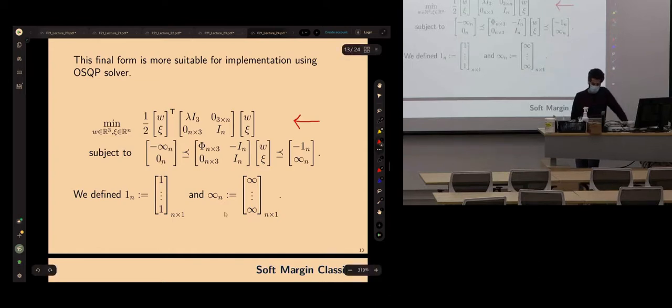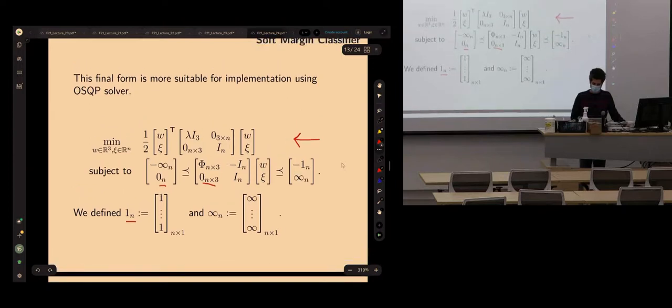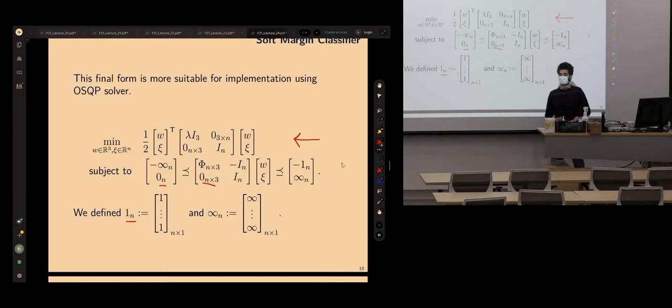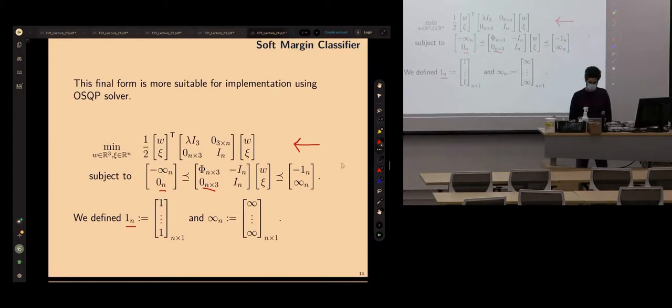Another new notation is that 1 subscript n is just the n vector of all 1. Same is true for 0, and this is a matrix of all zeros. Okay, so we need to do this, otherwise we need to define these matrices in the solver. We'll see in the notebook. So it is just algebraic manipulation at this point. We're not changing anything.